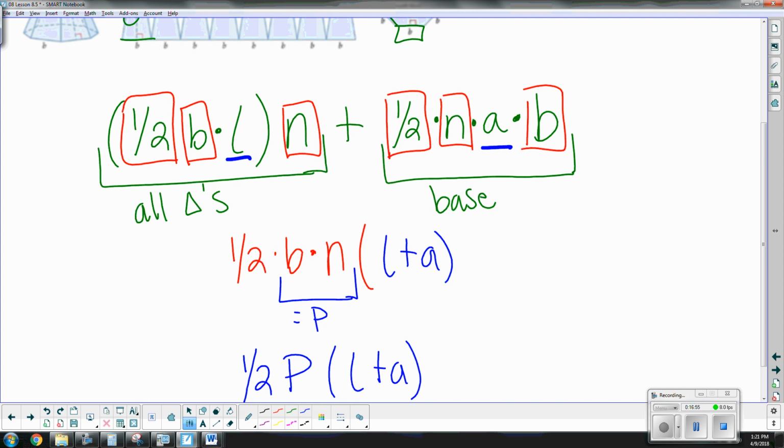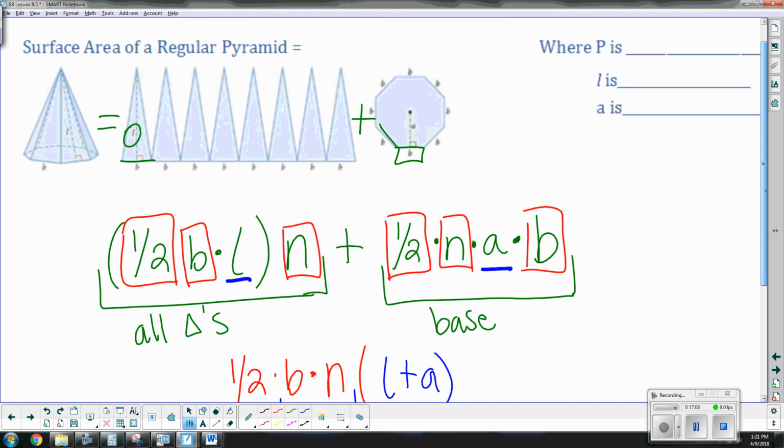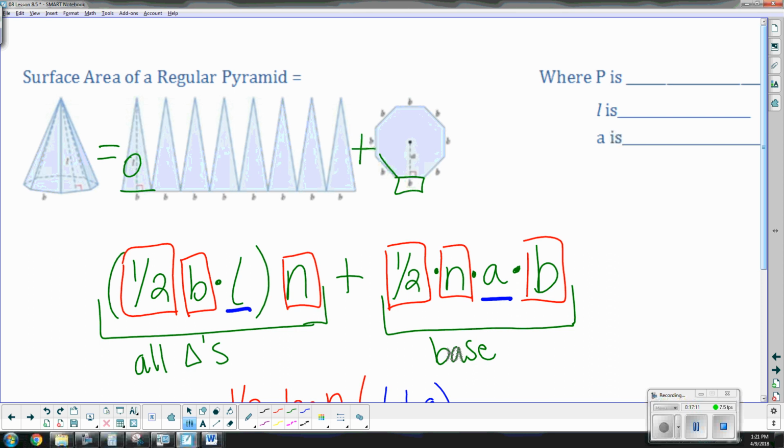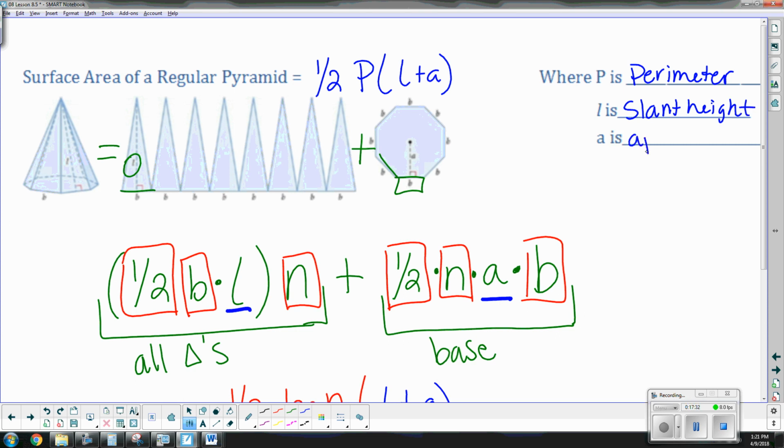So that's the formula that we're going to use, but you should understand how it's broken down. So again, we got that 1/2 P times the quantity L plus A by factoring and simplifying. And that's the formula that's on your note sheet. Okay, so where P is the perimeter, L is the slant height, and A is the apothem.